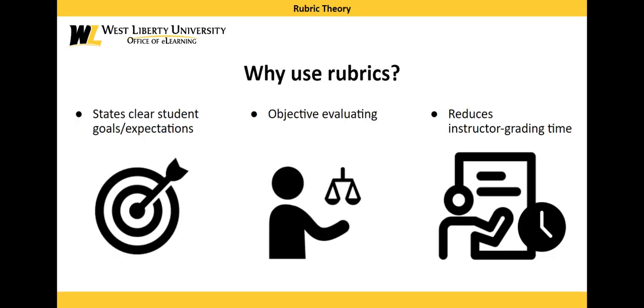Why use rubrics at all? This method states clear student goals or expectations using descriptive adjectives across increasing levels of performance. In doing so, evaluation becomes more objective and fair. This also reduces the amount of time it takes an instructor to evaluate performance because they are looking for specific criteria at specific levels in a systematic way.